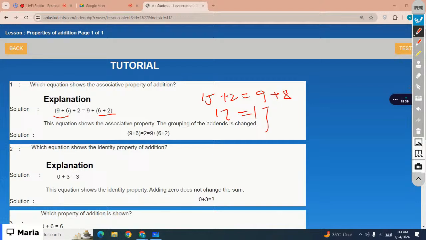So just the order is different. When you add them, the answer is exactly the same. So when you have three numbers involved, just the way of addition is different. That is the associative property, right? Whenever you have three numbers involved on both sides, that is the associative property, right? Let's start with the test questions.